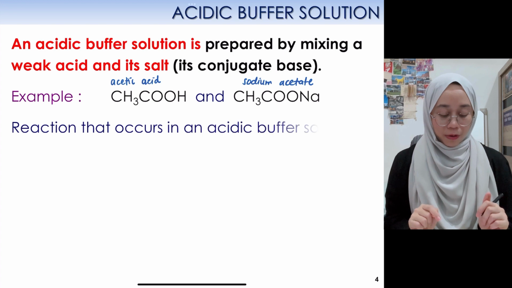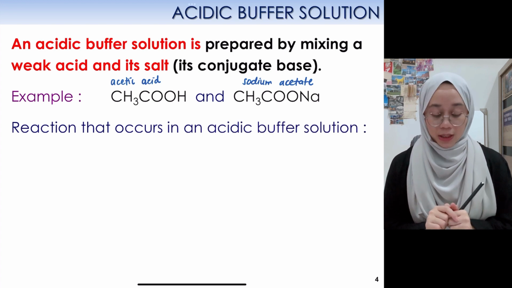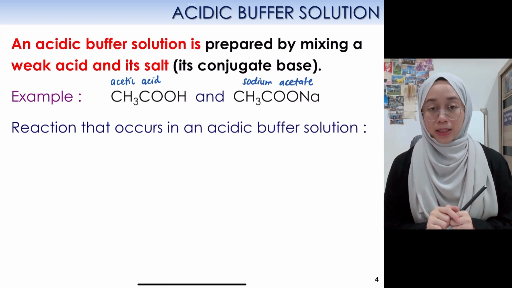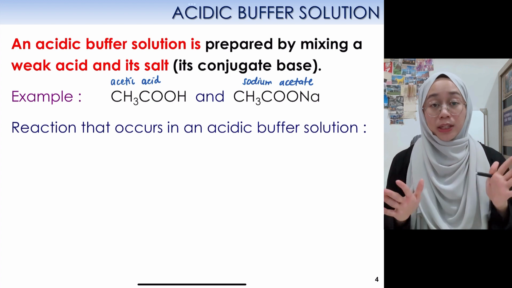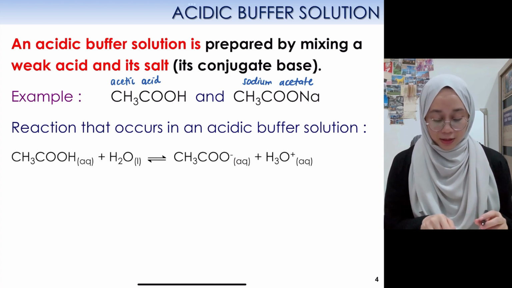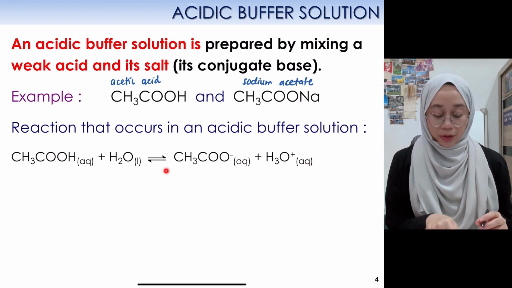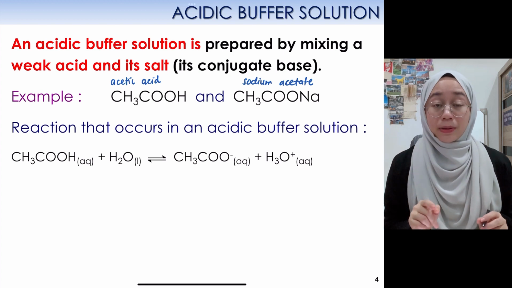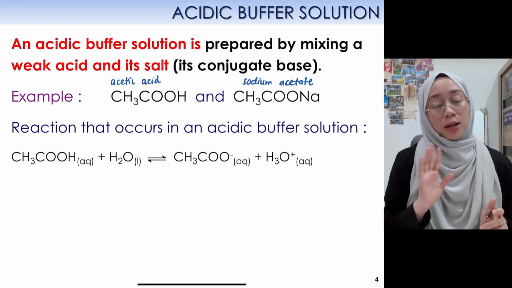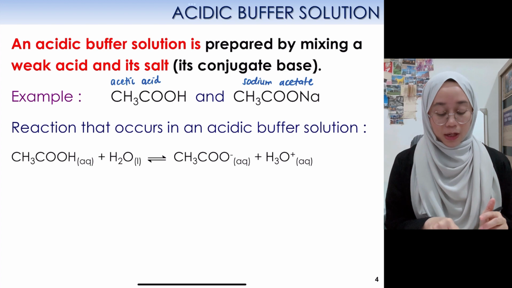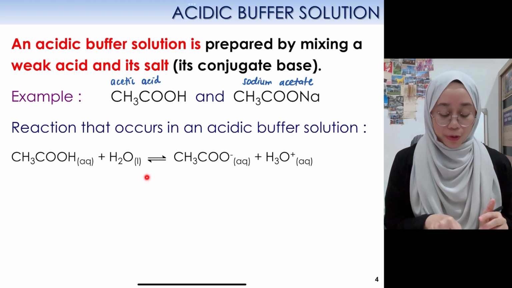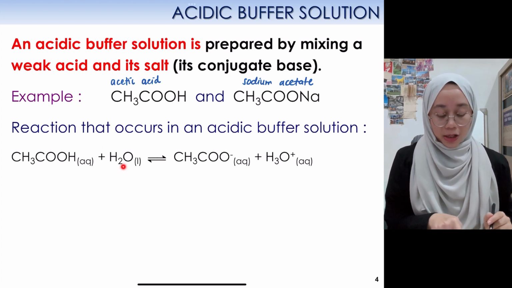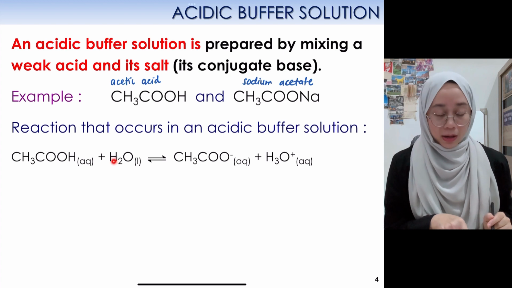Okay, so reaction that occurs in acidic buffer solution. So basically kalau acetic acid, so dia akan dissociate jadi CH3COO- dengan H3O+. Okay, and then make sure that you use the reversible arrow lah, because it is a weak acid kan dia not completely dissociate, so kita kena guna a reversible arrow dekat sini.